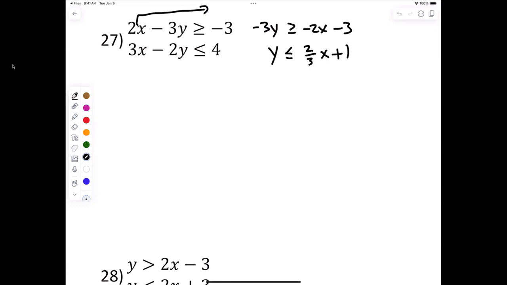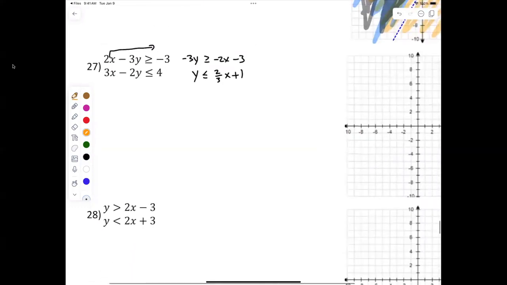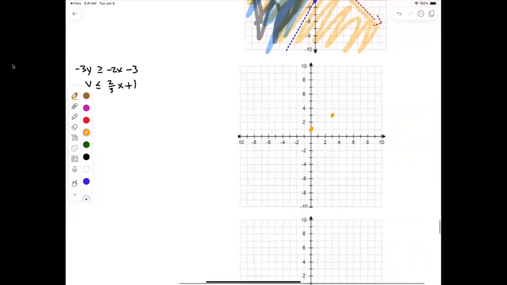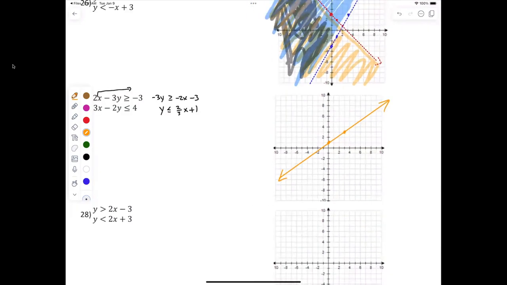All right, let's go check that now. Let's go up 1, plot a point. From there, I have to go what? And over 3. Solid or dotted? Solid. Where am I shading, guys? Shading below the line.